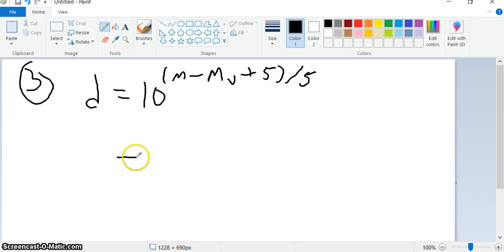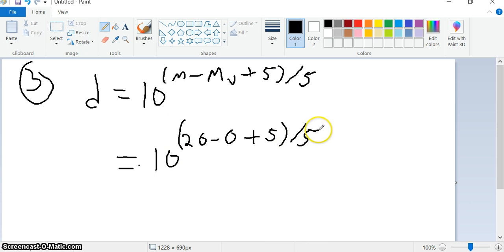So the distance in parsecs is going to equal 10 to the power of, and remember the apparent magnitude was 20. The absolute magnitude was 0, so I'll just put it in for good measure, minus 0, plus 5, right? And then that whole thing divided by 5. All right, so this turns out to be 10 to the, what power? 10 to the 5th power. And 10 to the 5th is, of course, 100,000.